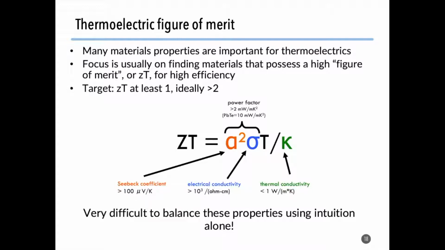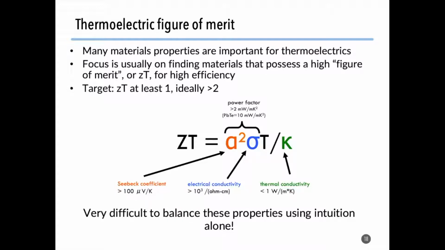There are many ingredients to getting a high ZT. You need a high Seebeck coefficient, which tells you how much voltage you get per thermal difference. You need a high electrical conductivity, so you can actually get current to flow through the material. These two things together are called the power factor. And you need a low thermal conductivity, because that maintains your thermal gradient across the material.